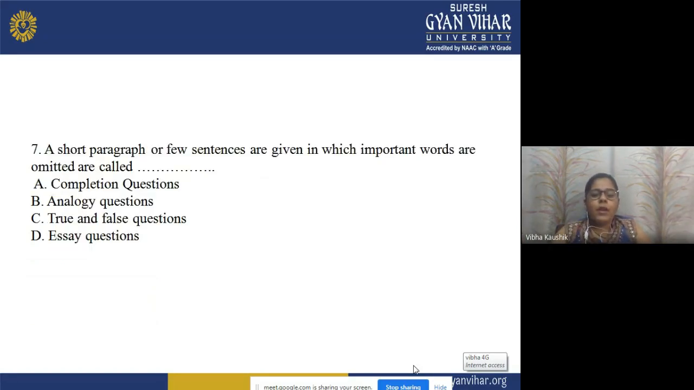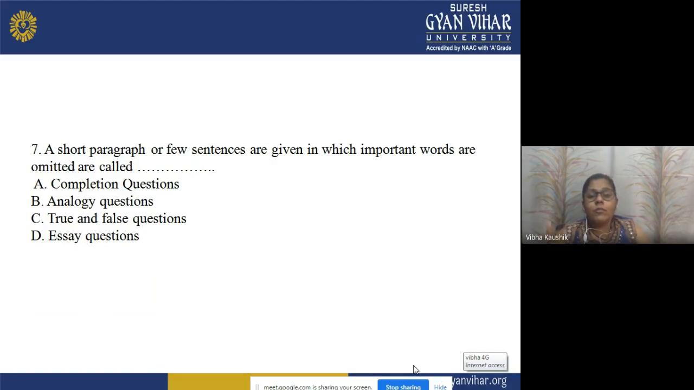Now, a short paragraph or a few sentences in which important words are omitted are called. It means a teacher is framing a question in such a way that he omits some important words. The options are A, completion question; B, analogy questions; C, true and false questions; or D, essay questions.